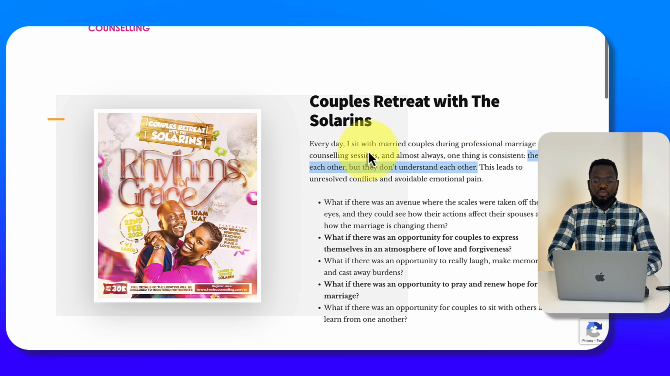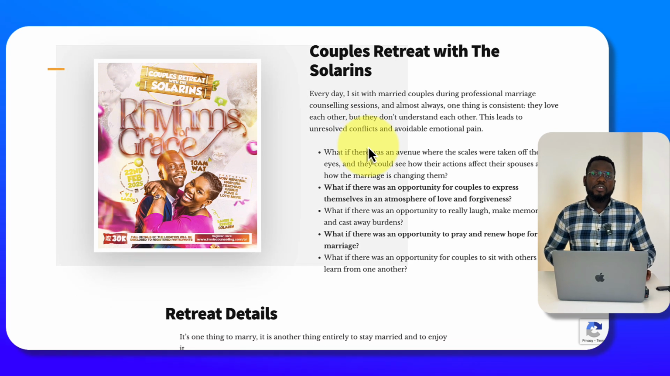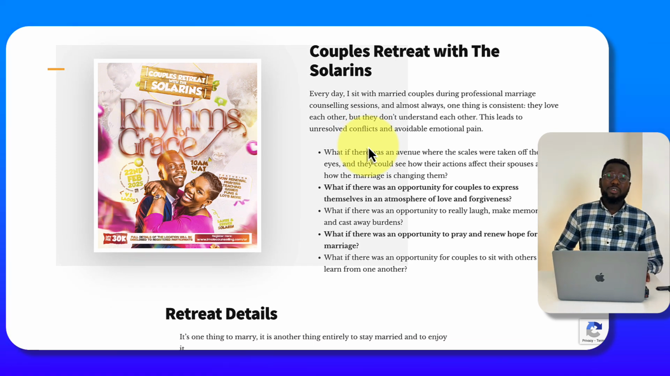So if I was to work on this copy, there's something called the PAS method. I've forgotten what the letters stand for, but it's usually problem, agitate, and then solution. Yeah, I think that is it.